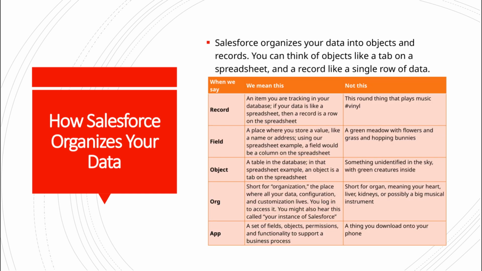To use Salesforce effectively, it helps to understand how it organizes your information. We use terms like object and record. Think of an object as a tab in a spreadsheet, like contacts or accounts. A record is a single row in that spreadsheet, representing one specific person or company. A field is like a column, where you store specific details like a phone number.